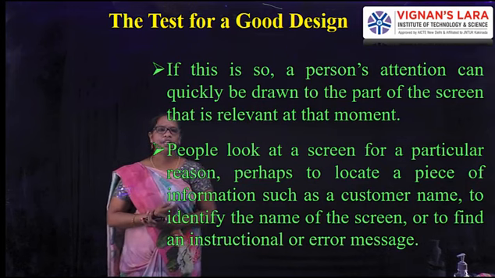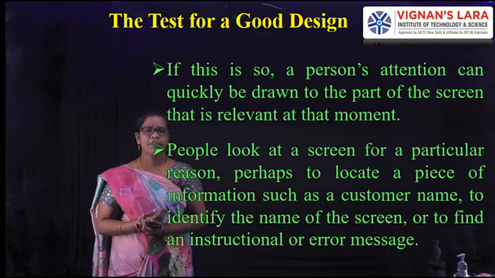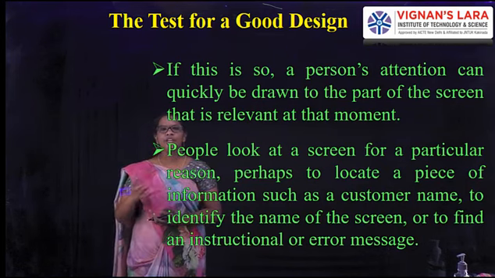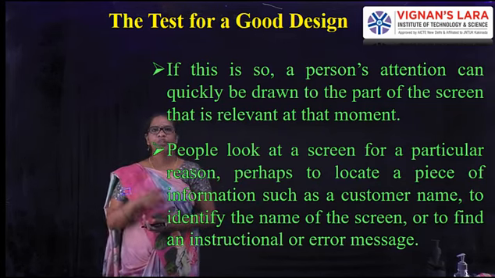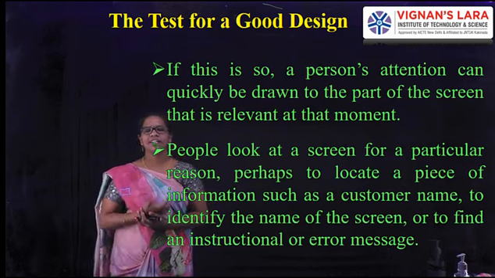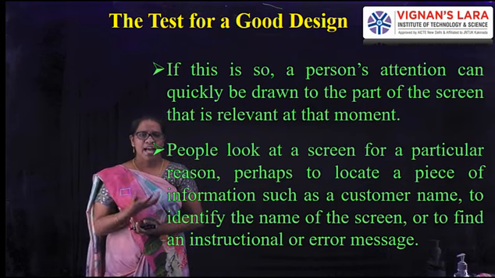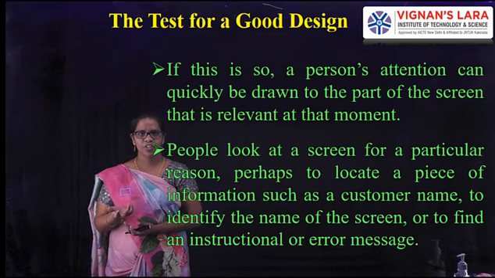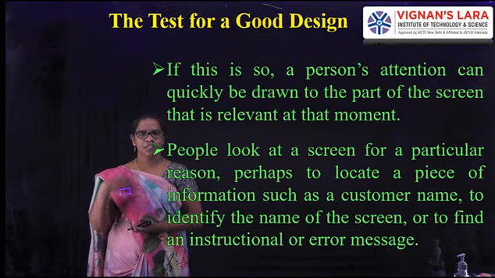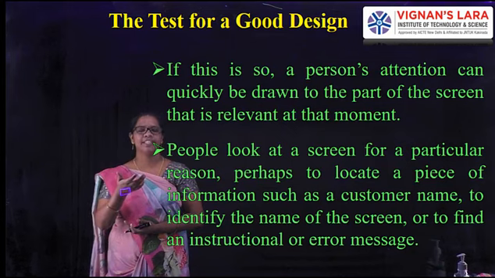Okay, the third point is, people look at a screen for a particular reason. So why are you people looking at the screen? To do some task, whatever the task you have. Perhaps to look at a piece of information, or in order to perform a task, you are interacting with the screen.